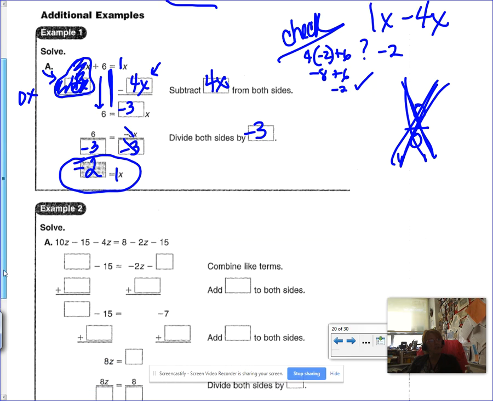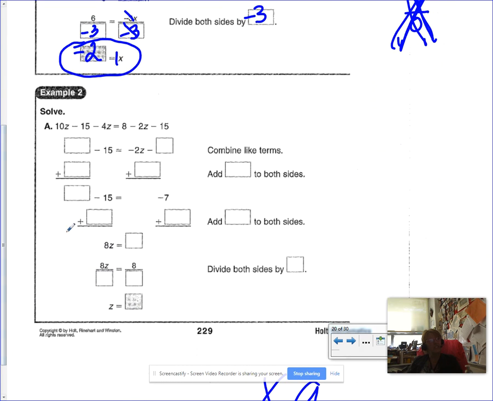Okay, let's look at example 2. The first thing I want to do is put a bar under the equal sign. Now, notice what they tell you this time. Take a look at what's on the left: 10z minus 15 minus 4z. You have 3 terms. And by looking at those, you can combine like terms to simplify, condense, squish, smush, crunch.